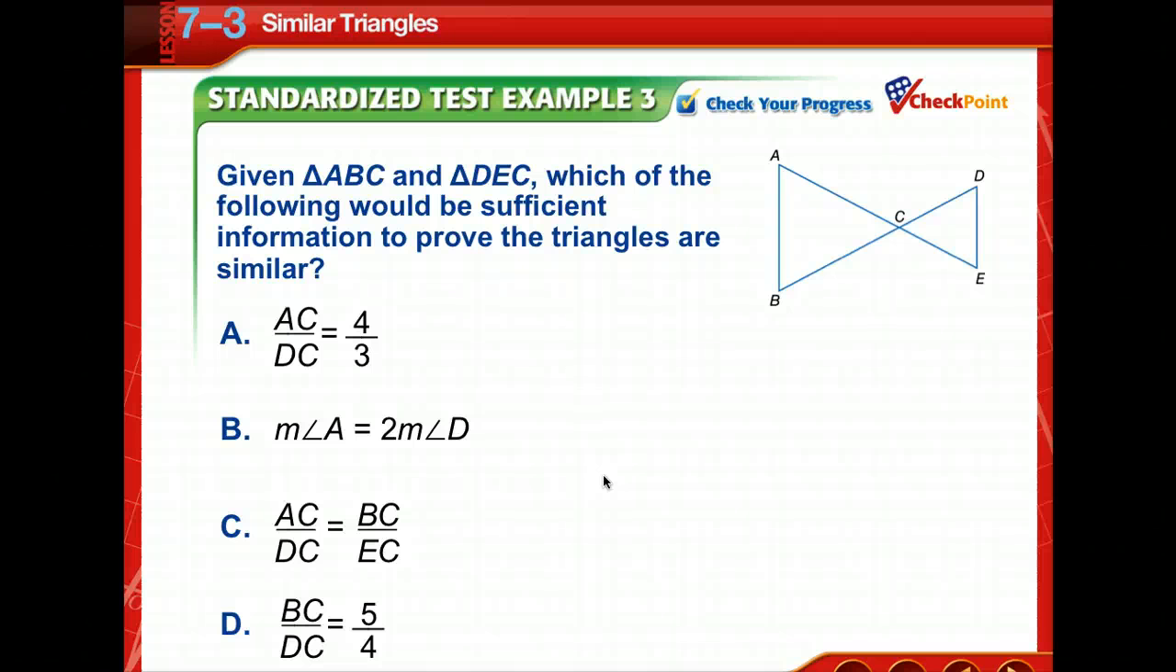Time to check your progress. So pause for a moment and read through this and find out which one of these would be sufficient to prove that the triangles are similar. Very good. If you're told that AC is to DC as BC is to EC, we know that these two are vertical angles, so we would have enough information to prove that they're similar if we were given this information.